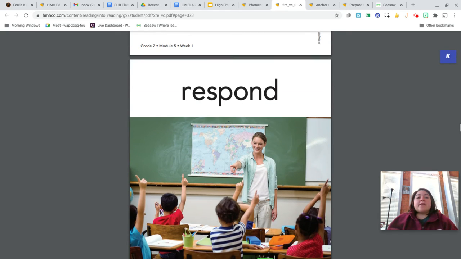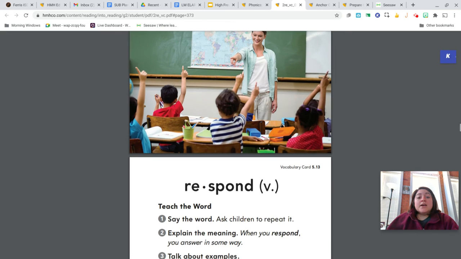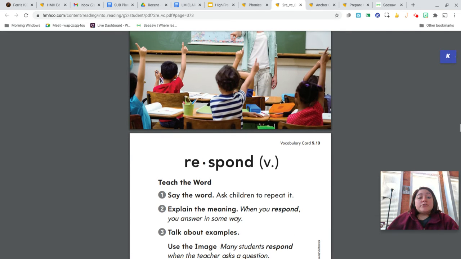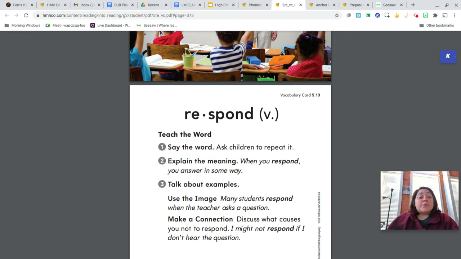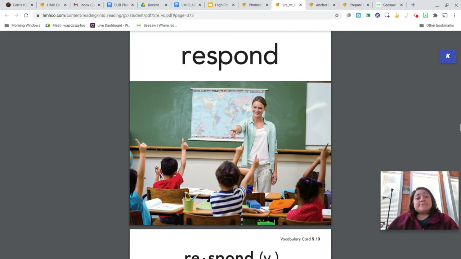All right, everybody repeat after me. Respond. Respond is a verb. When you respond, you answer in some way. Many students respond when the teacher asks a question. I might not respond if I don't hear the question.